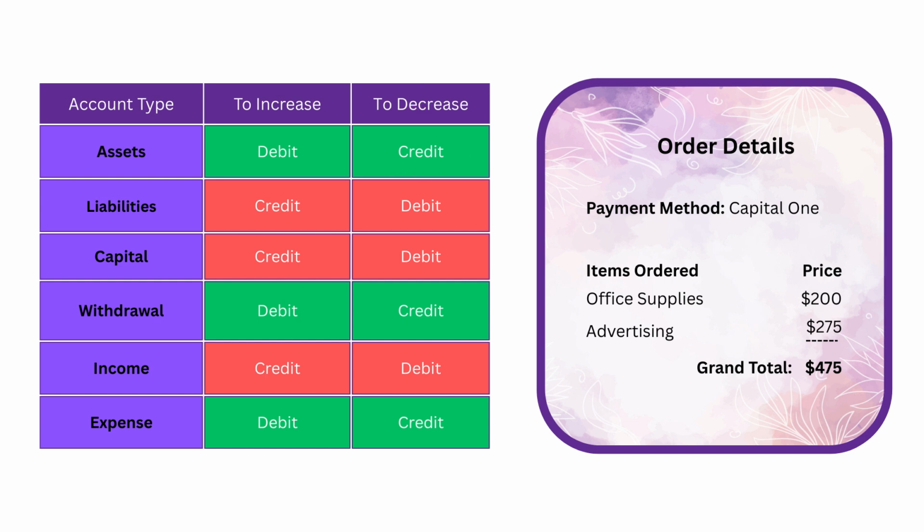We used our Capital One checking account to make purchases, so this decreased the balance in the account, so we're going to credit the account. And on the expenses side, we see that we need to debit the account to increase it and credit the account to decrease it. We made purchases, so that increased our expense account, so we're going to debit the account.